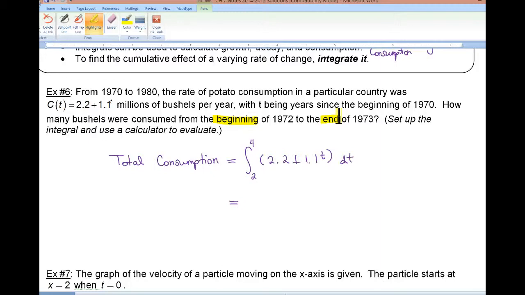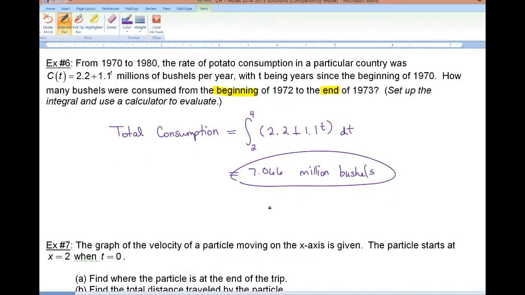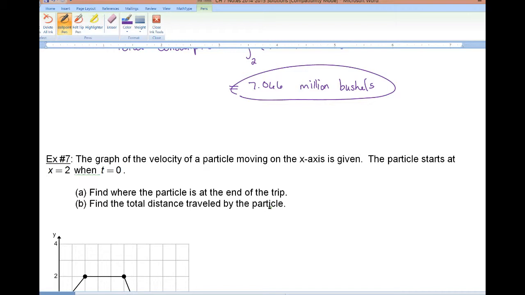What do we get? 7.066 million bushels. Yeah. Put it into your calculator. Yes, it is a real unit of measure. I don't know what it is.